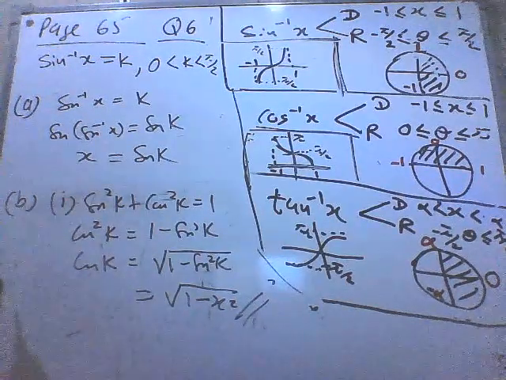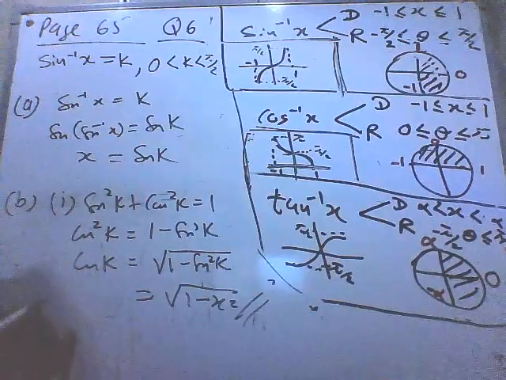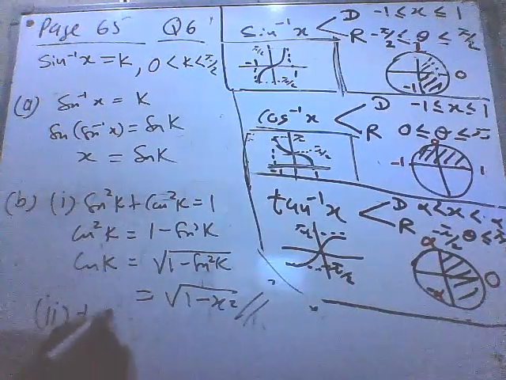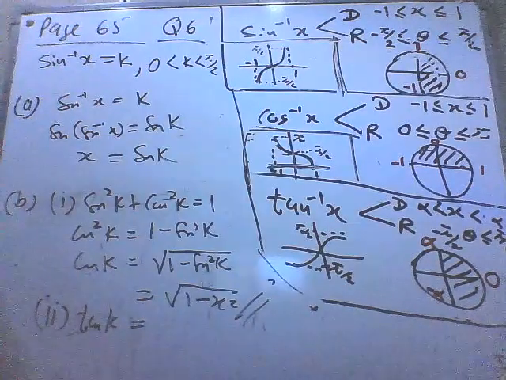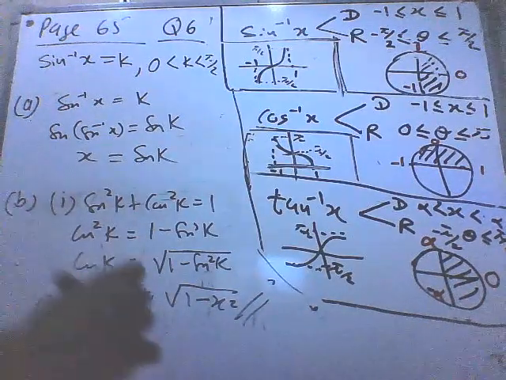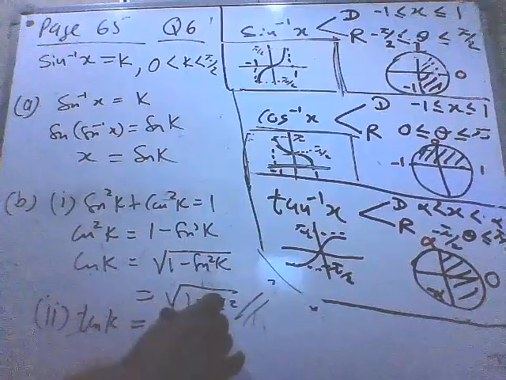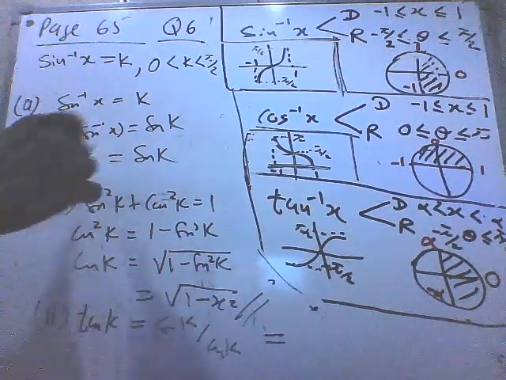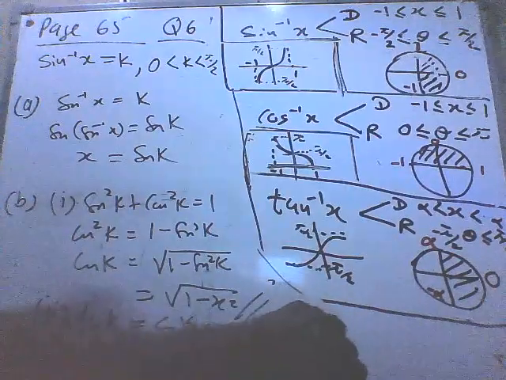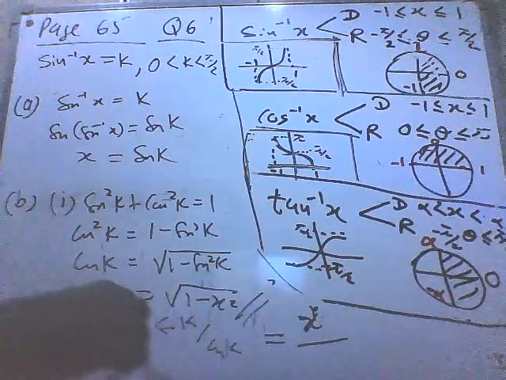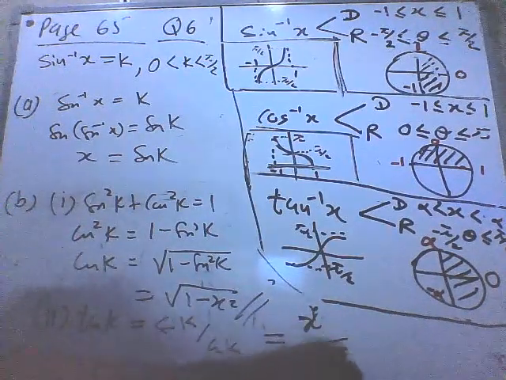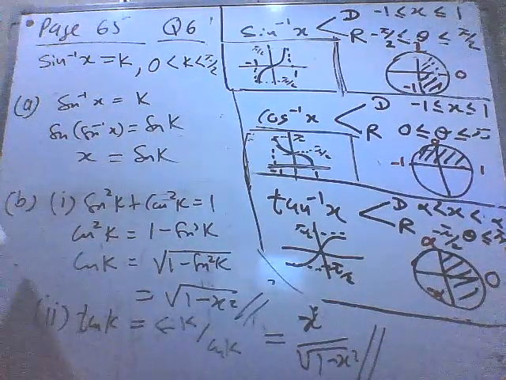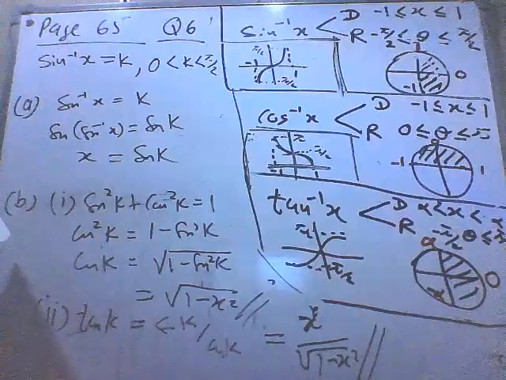Same way, now they are asking tan k. So tan k we can write as, I will write it here, hope you all can see. Part 2, tan k is equal to sine k over cos k. So that will be x over cos k, square root of 1 minus x squared, right?